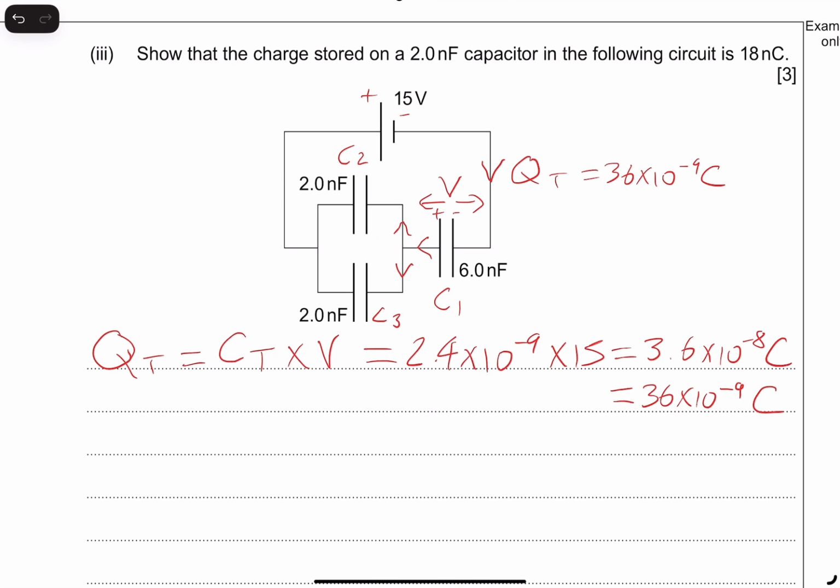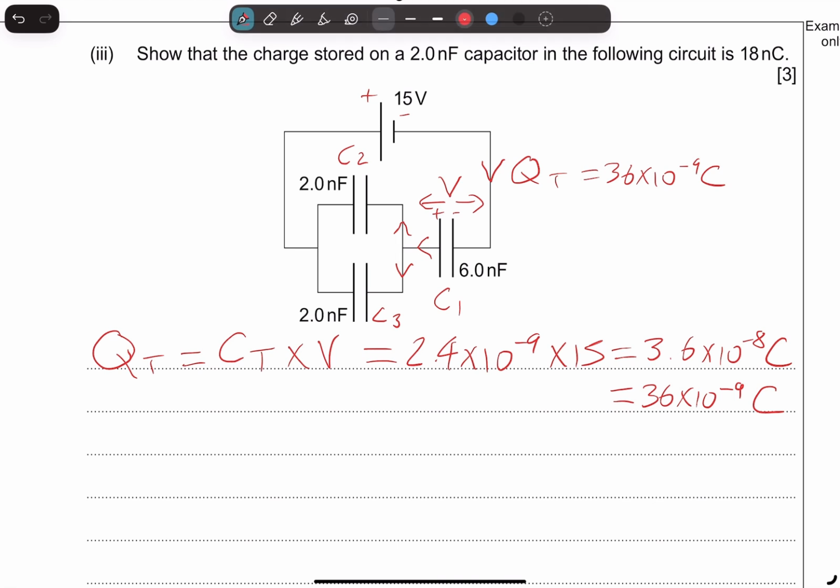Now, because the two capacitors are the same size, it would stand to reason that this charge here is going to split in two to go along these two paths. Now, although it stands to reason and it's kind of logical, we can also prove it. So the way that we're going to do that is we're going to work out this voltage here.